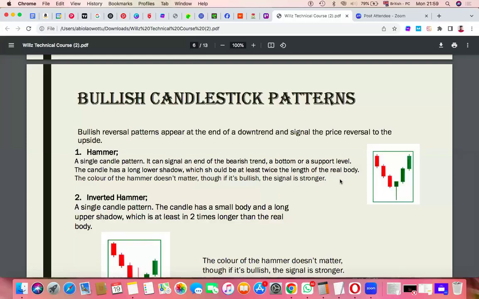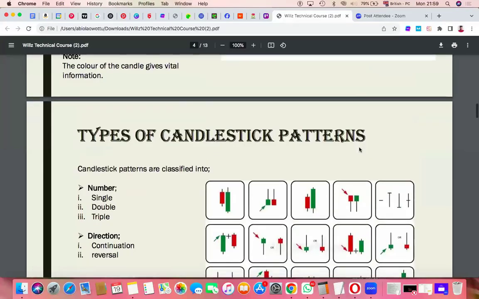So you can see this here, when you see a hammer, it's actually identifying that this bearish trend is coming to an end and there's a reversal in the move. So there's a change in trend right now. You can use it to spot an early uptrend move.